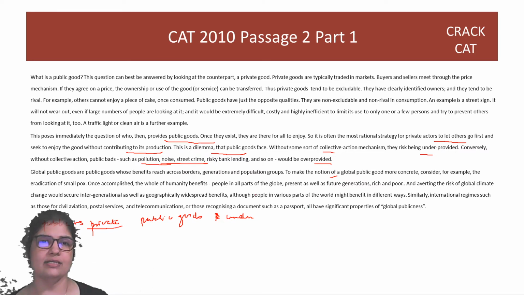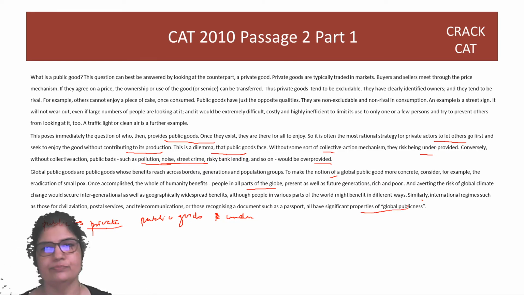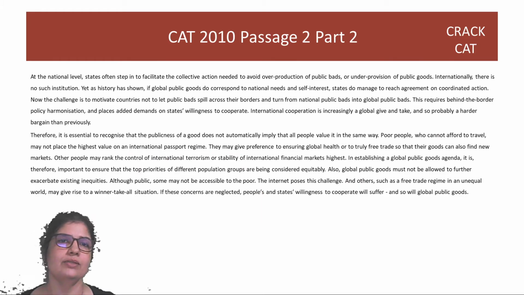More concrete, consider for example the eradication of smallpox, with an example, and averting the risk of global climate change. Correct? So they are giving two examples. Similarly, international regimes all have significant effects. All of these things are global publicness. Okay? So that is done. Great. Now the next two paragraphs.